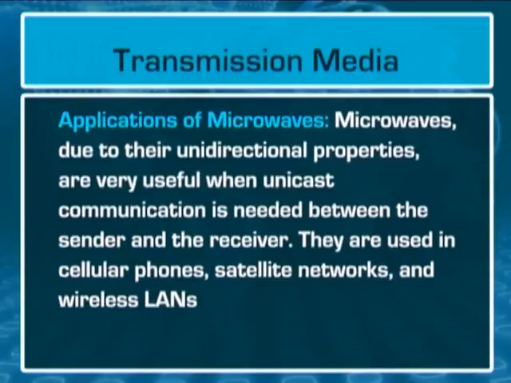Now, applications of microwaves. Microwaves, due to their unidirectional properties, are very useful when unicast communication is needed between the sender and the receiver. They are used in cellular phones, satellite networks, and wireless LANs.